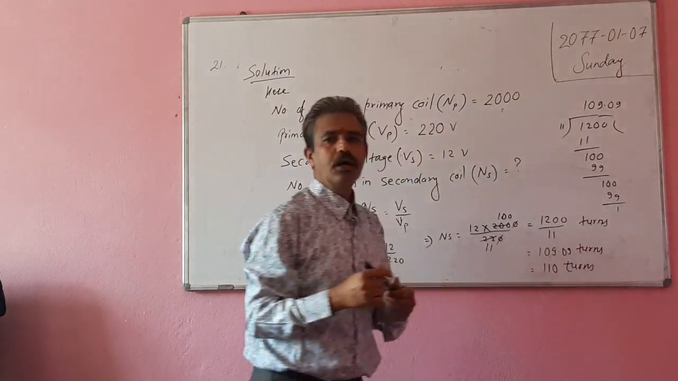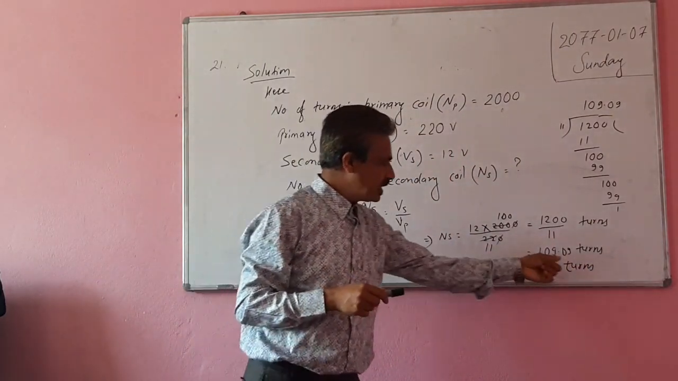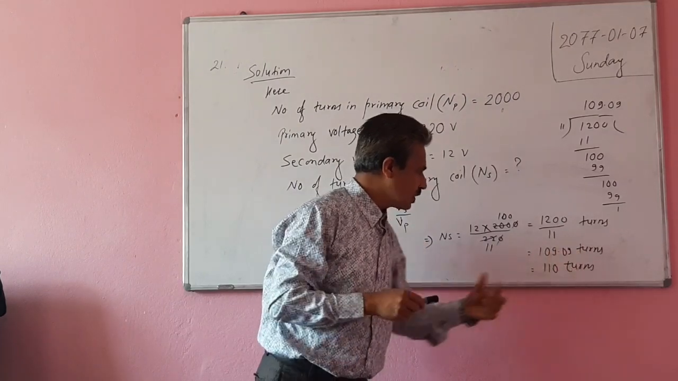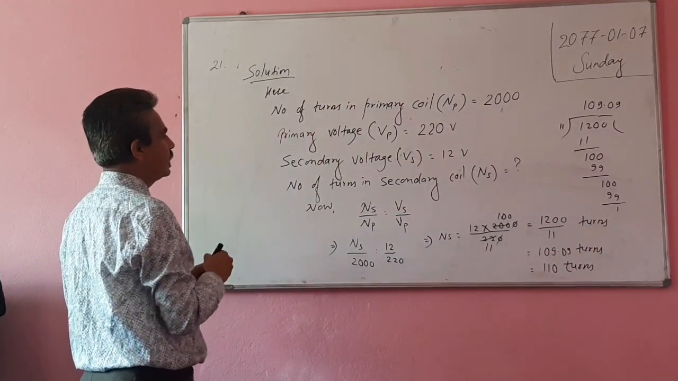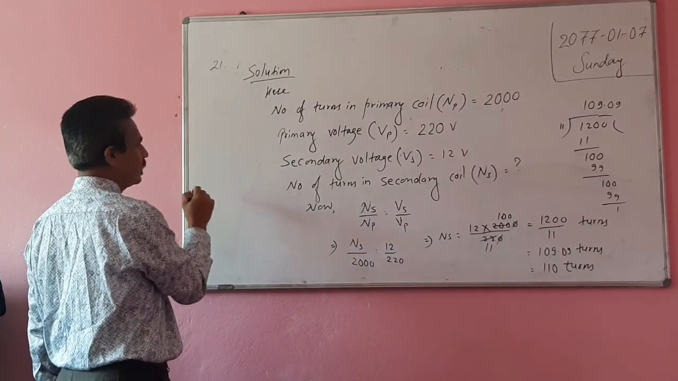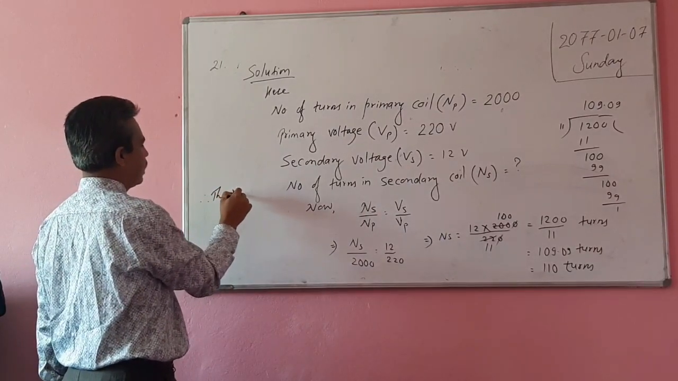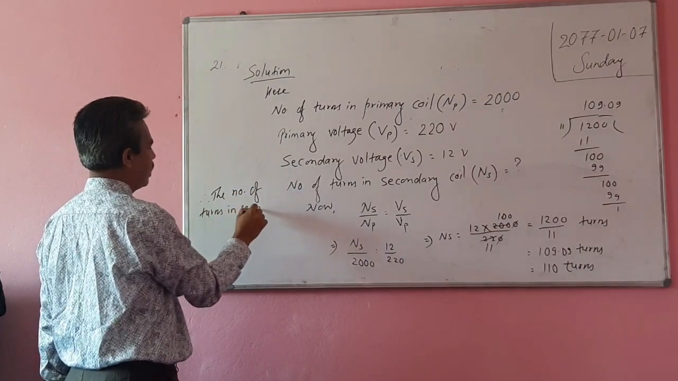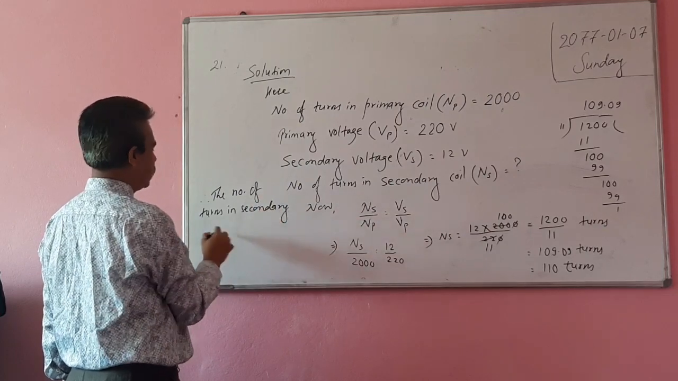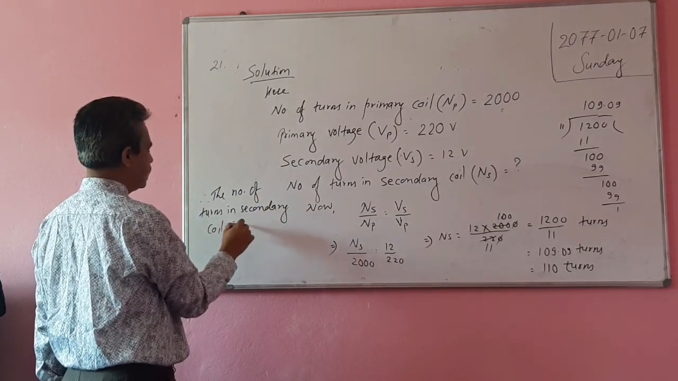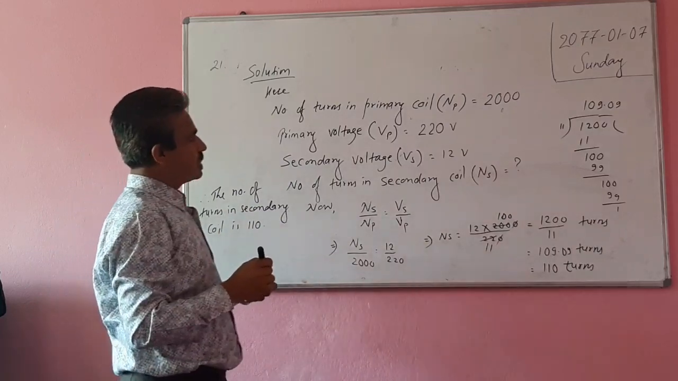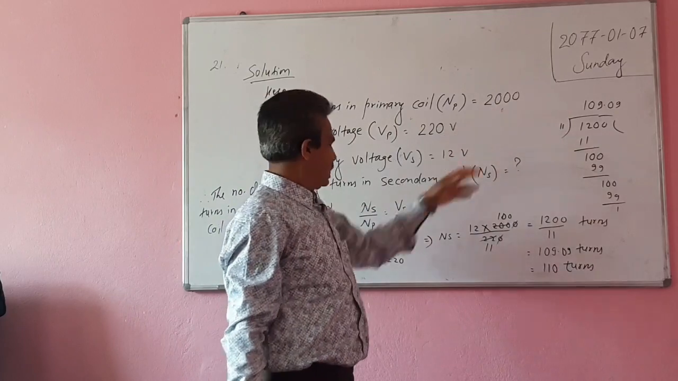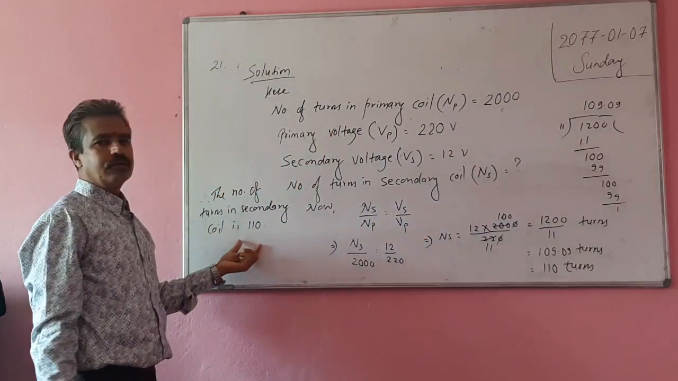What do you mention here? 110 tons. Why? Slightly we have to round off, and 109.09 means 110 tons. And finally, don't forget to write, therefore, the number of tons in secondary coil is 110. See, in primary coil there are 2000 tons. In secondary coil there are only 110.